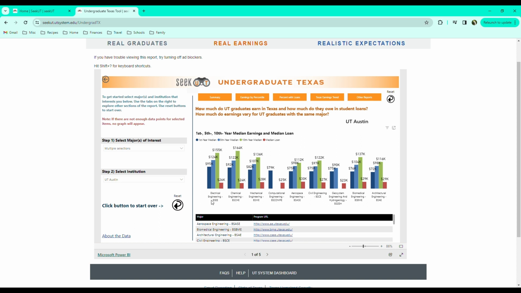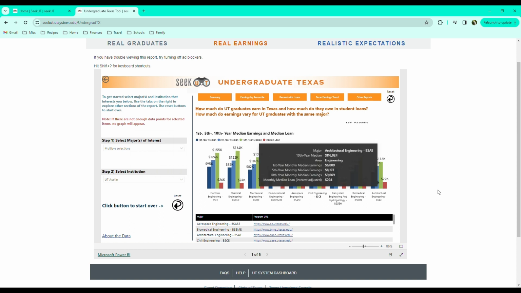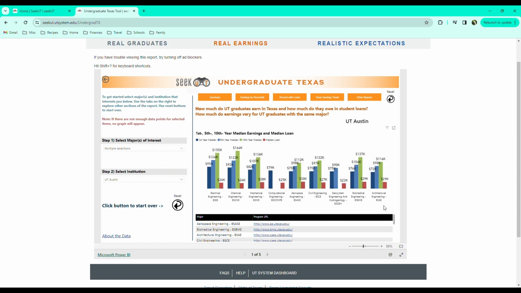Okay, but if we look at the earnings by major, it's pretty typical of what we've seen other places. Some of the engineering degrees are graduating and making a little bit more than others, like 95 and 92 for electrical and chemical. And then other majors such as architectural and civil are typically a little bit lower in the range than others.